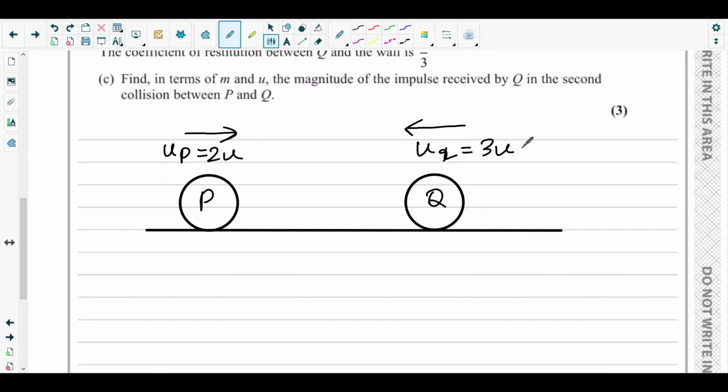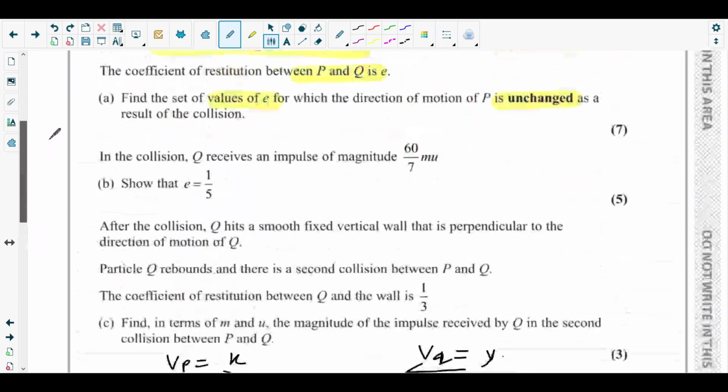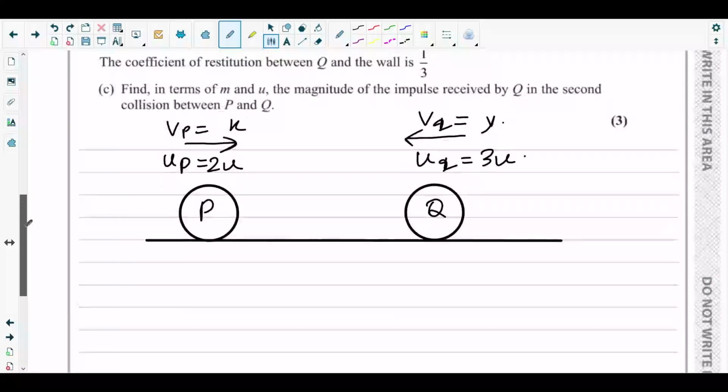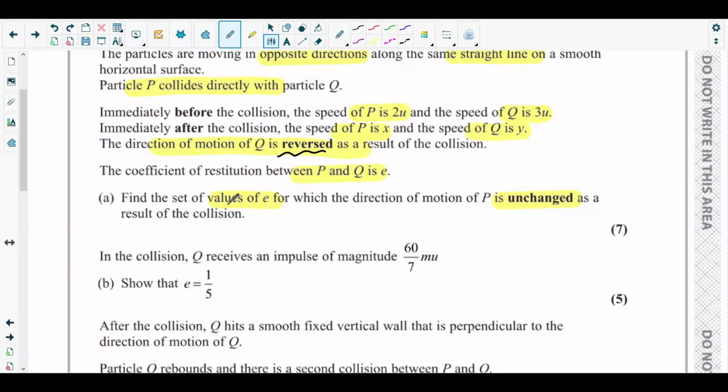After the collision, the speed of particle P, that is vP, equals x, and the speed of particle Q after the collision, that is vQ, is y. Given in the question that the direction of motion of particle Q is reversed as a result of the collision. So after the collision, particle Q will be moving along this way. So we have to find out the range, the set of values of E, right?